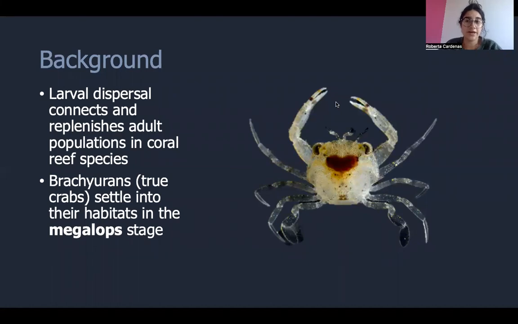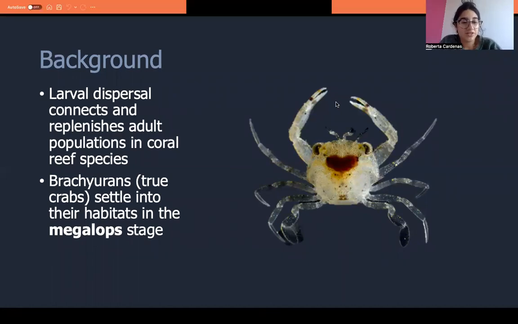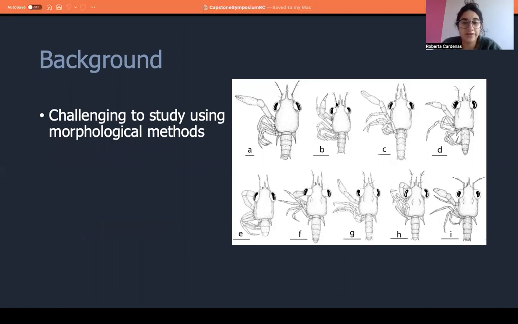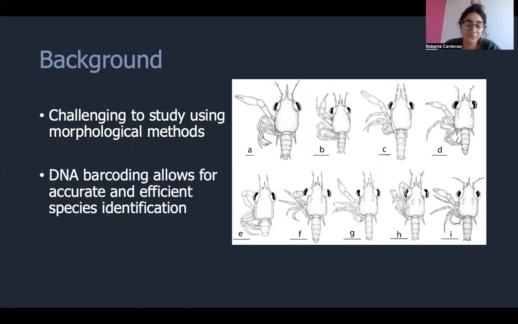Brachyuran crabs have a pelagic stage called the Megalops stage, and this is when they settle into their habitat. So this is very important for setting the timing of recruitment in crabs. However, they are very challenging to study using morphological methods. Here on the right, I have a figure showing different species of crabs at the Megalops stage, and as you can tell, they are very identical. But DNA barcoding allows for accurate and efficient species identification.